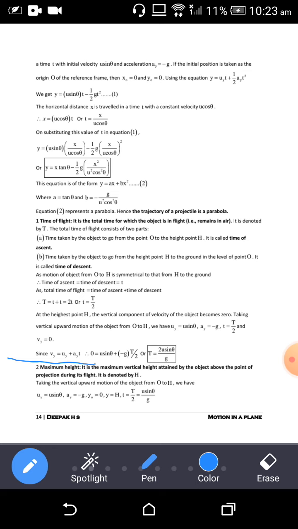Okay, since you know that v subscript y is equal to 0, and u subscript y is nothing but u sine theta, right? So we have substituted that, and the value of a subscript y comes out to be minus g, and the value of t comes out to be capital T divided by 2. So hence you can write capital T is equal to 2u sine theta divided by g, and this is the expression for the time of flight.